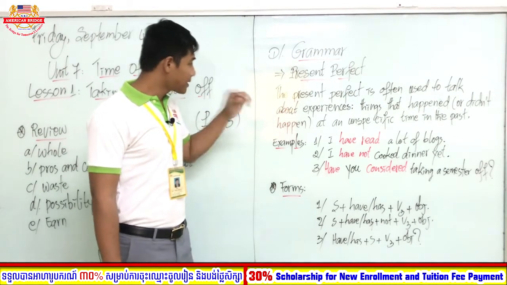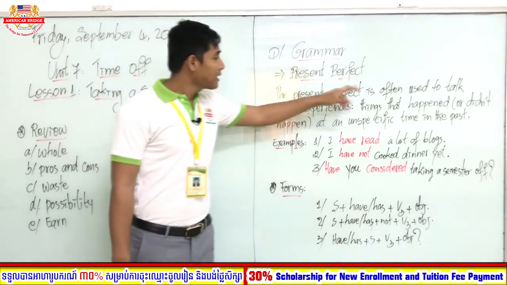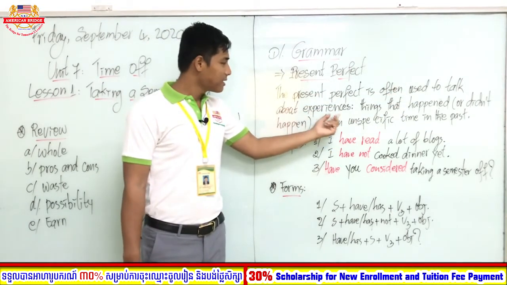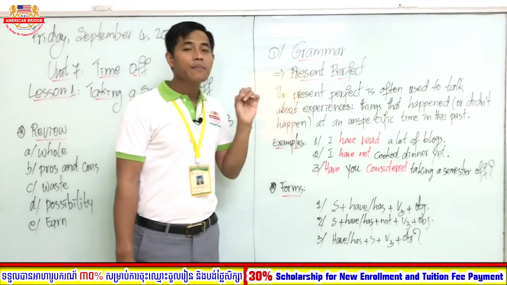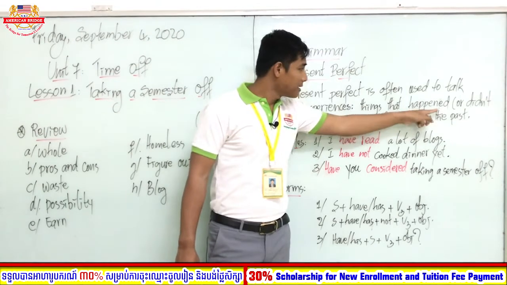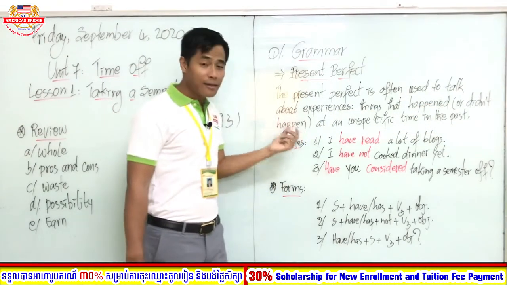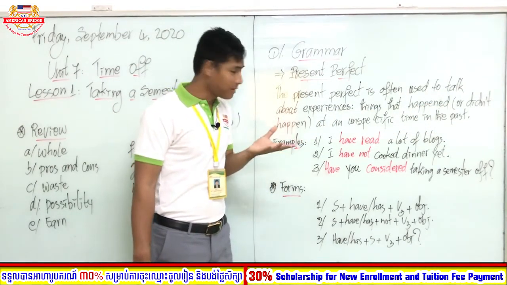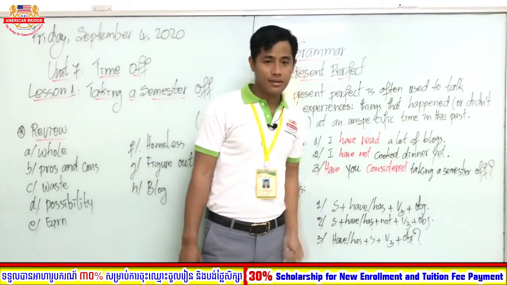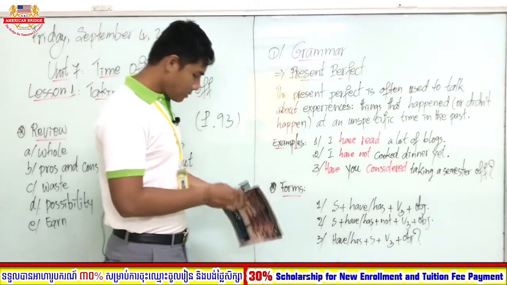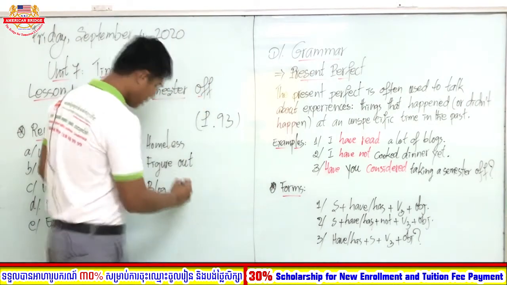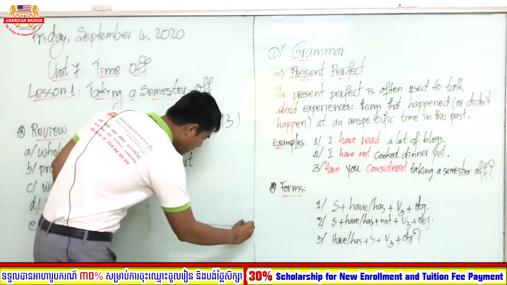Present perfect is often used to talk about experiences, meaning something that happened already. These are things that happened or didn't happen at an unspecific time in the past. So look at the timeline. For example, the teacher writes it here.